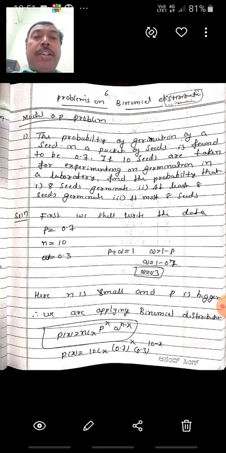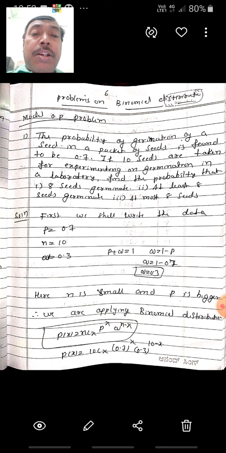Okay, today we shall be discussing problems on binomial distribution. What is the difference between the discrete probability distribution and the binomial distribution? Both are the same, because the binomial distribution also comes under discrete probability distribution, and so does one more, the Poisson distribution. But the difference is that in the discrete probability distribution, the table is ready.